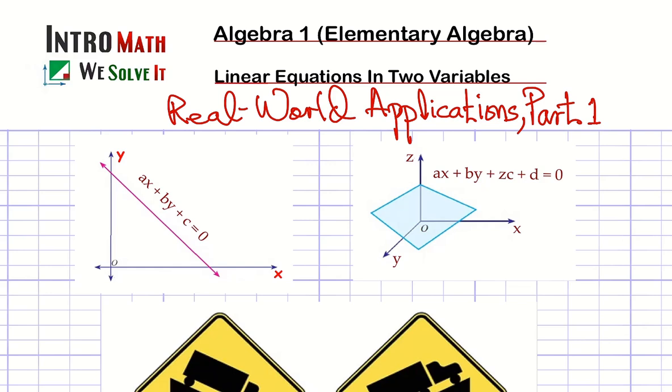Anyway, so let's kick it out. Real world applications of linear equations in 2 variables. This is part 1. Let's solve some problems.